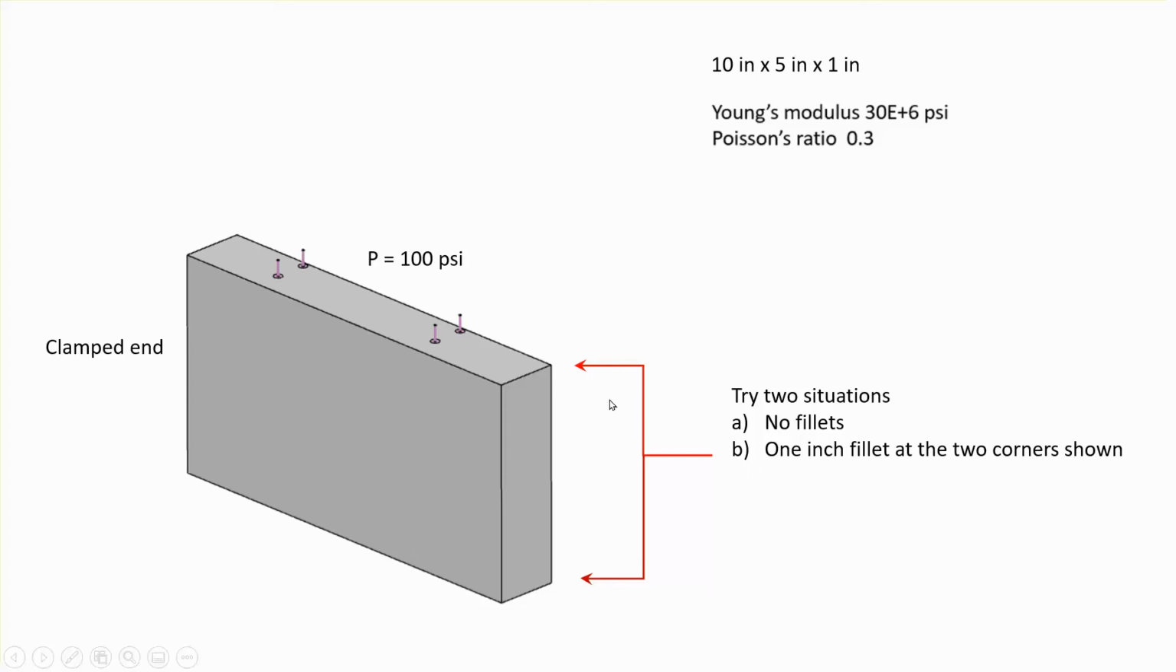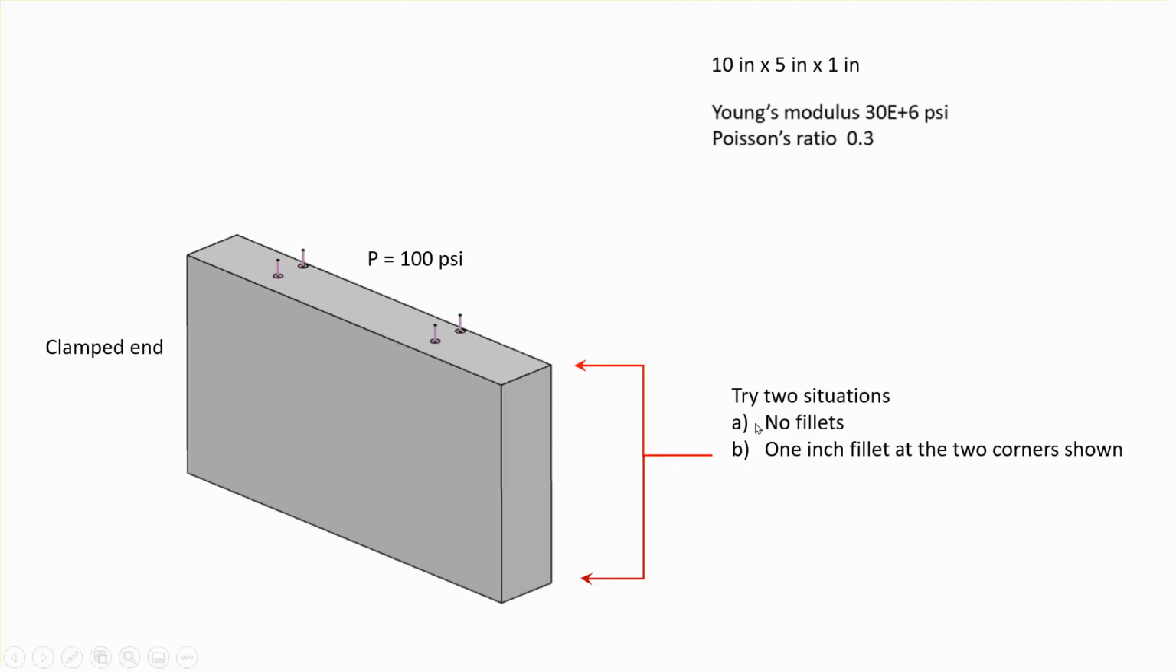So in the context of the example that we're going to do, we have a block here, which is 10 by 5 by 1, and one end of it is clamped, and this top face is subjected to a pressure of 100 psi. It's a very simple block because I want to show you how the process works for comparing results, not to mask the problem and convolute it so that you get lost in other aspects which are irrelevant to the present tutorial.